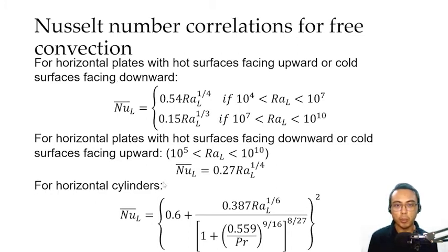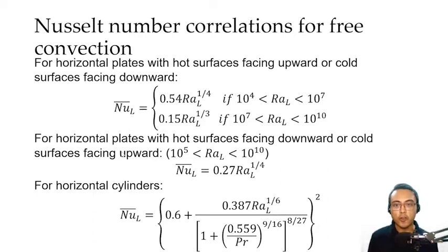For horizontal plates with hot surfaces facing upward or cold surfaces facing downward, we have this expression for the Nusselt number. Now, we have two equations here, and that would depend on the value of the Rayleigh number. If the Rayleigh number is between 10 raised to 4 and 10 raised to 7, we use 0.54 times Rayleigh number raised to 1/4. And if it's between 10 raised to 7 and 10 raised to 10, we use the equation 0.15 times Rayleigh number raised to 1/3.